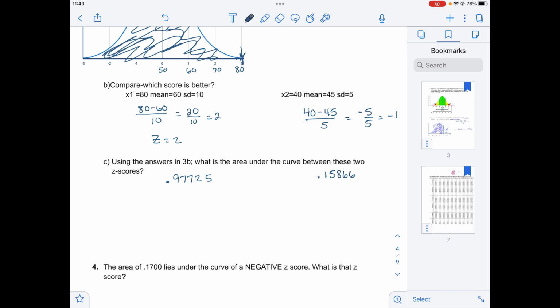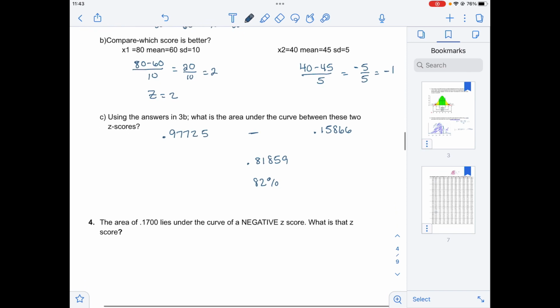But how much better? If we're trying to look in between these two, we would just subtract these, and then we would get 0.81859, which is roughly 82%. So if we're asking what percentage of the people would fall in between them, it's the 82%. And we'll talk about how to do this on Desmos in a minute, okay?